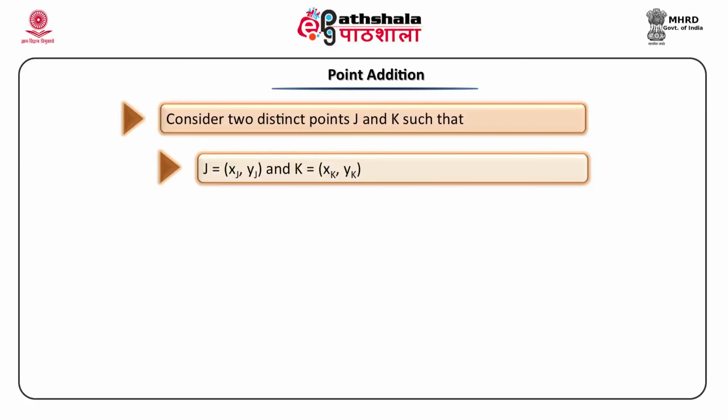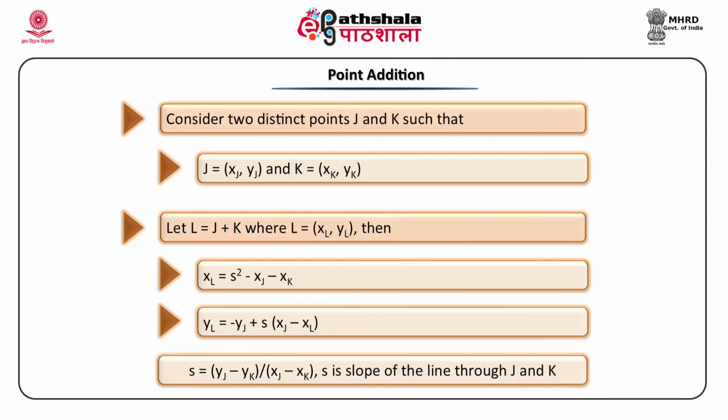Point addition: consider two distinct points j and k such that j is equal to xj, yj and k is equal to xk, yk. Let L equal to j plus k, where L is denoted by xL and yL. So we can find out xL is equal to s square minus xj minus xk, yL to be minus yj plus s into xj minus xL. S is the slope, computed by yj minus yk upon xj minus xk.